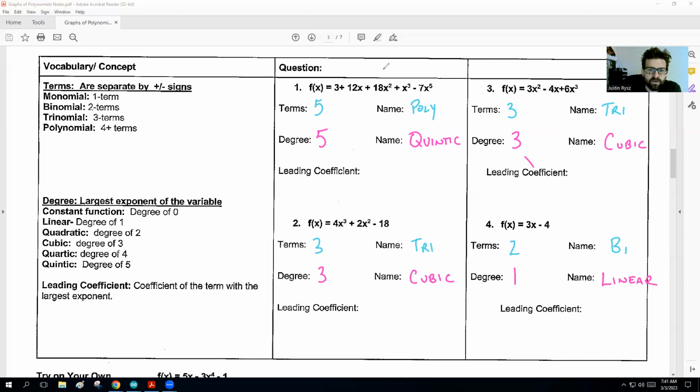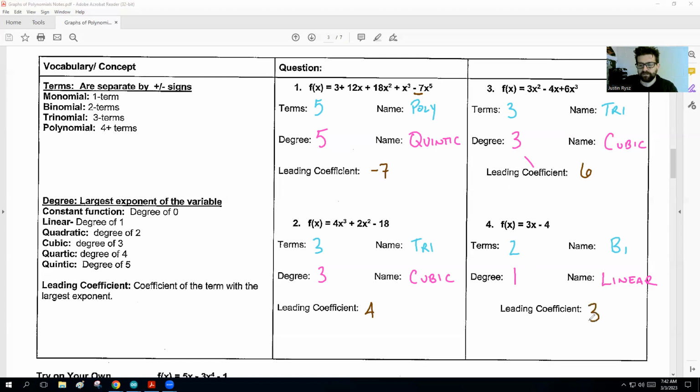Now, the leading coefficient is going to be the number in front of the term with the largest degree, or the largest exponent. So look here, x to the 5th, it has a -7 in front of it. So the leading coefficient is -7. It's not the first number we see. It's the number in front of the largest term. We're always assuming that we're going to put this in descending order. This one over here, we got x cubed that has a 6 in front. This one over here has a 4 in front of its x cubed, and in front of this one x is a 3.